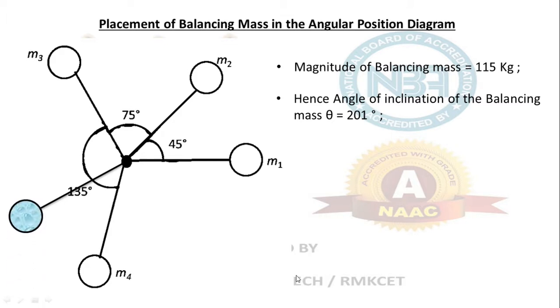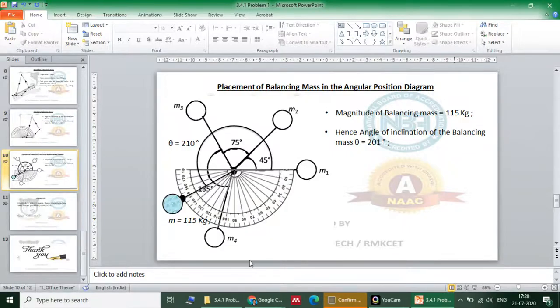So that is your balancing mass M. Just to show you the difference, I have given a color, it is a balancing mass. Mass M 115 kilogram and the angle is 201 degree. The typing mistake I have carried over here. It is 201, so use it properly. Use your protractor properly. This is 201.